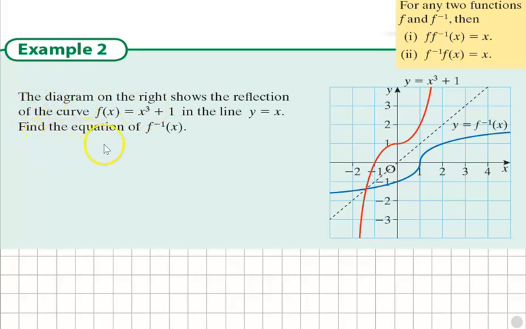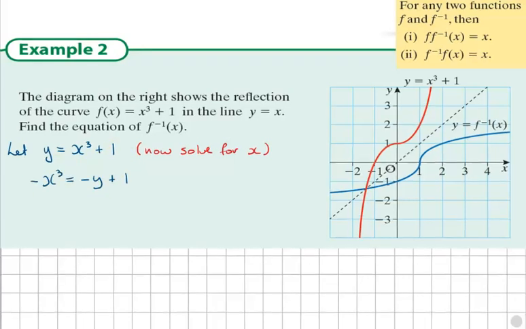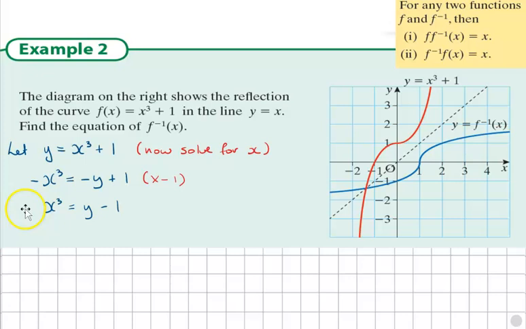So we want to find the equation of the inverse function of x. So instead of f of x, we're going to have y. So we just replace f of x with y. So we have y is equal to x cubed plus 1. And now we're going to solve for x. So we're going to bring the x terms to the left and the y terms and the constants to the right. So we get minus x cubed is equal to minus y plus 1. And then multiplying across by minus 1 to get rid of the negative x, we want our x cubed to be positive. So we get x cubed is equal to y minus 1.